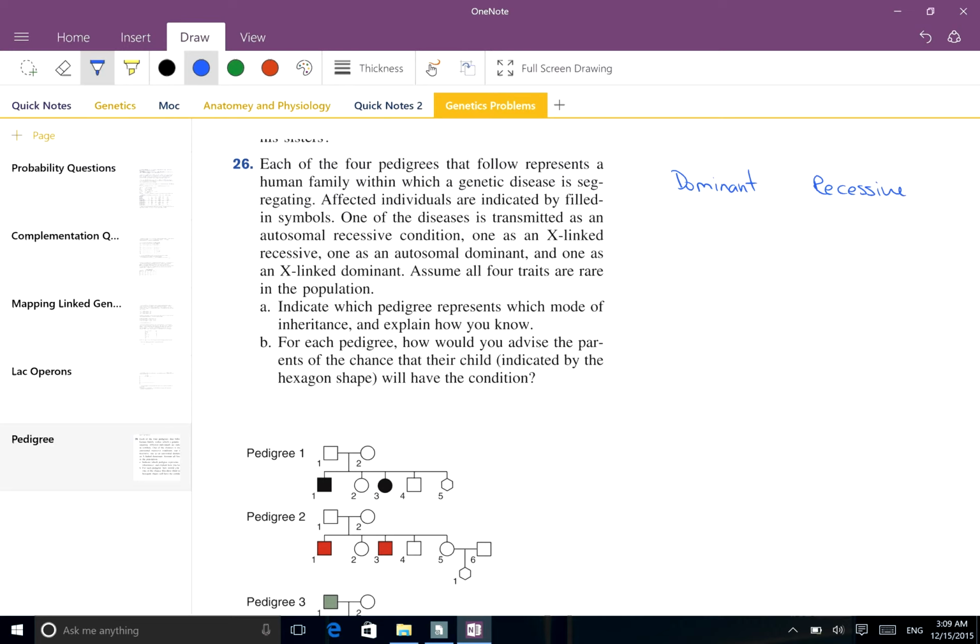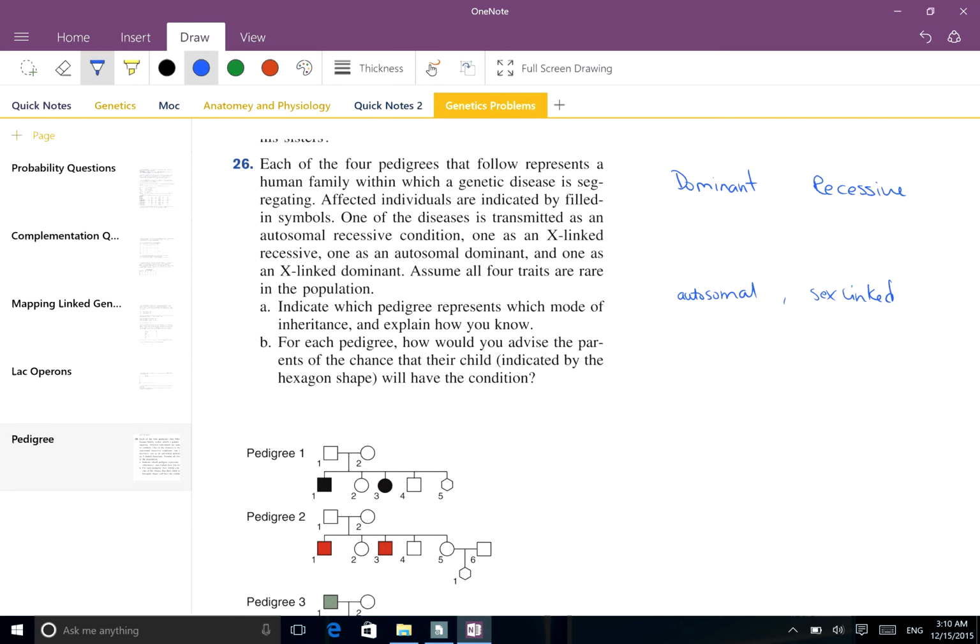And then you want to find whether it's autosomal or sex-linked. So that's what I usually do. First, I figure out whether it's dominant or recessive, then I figure out whether it's autosomal or sex-linked.